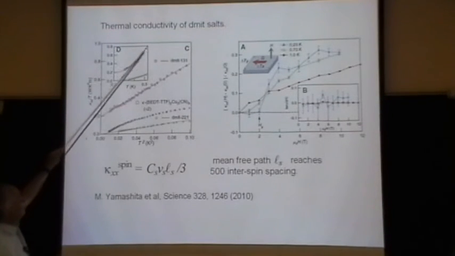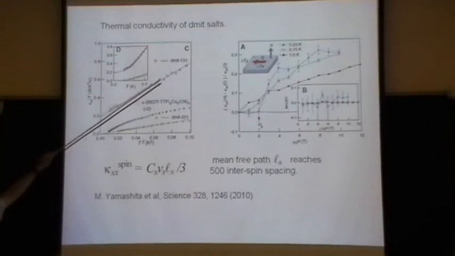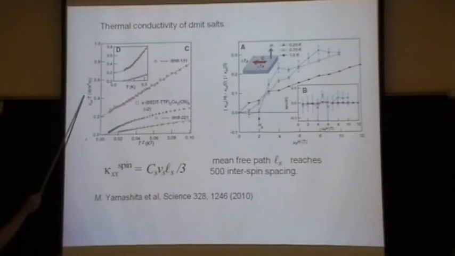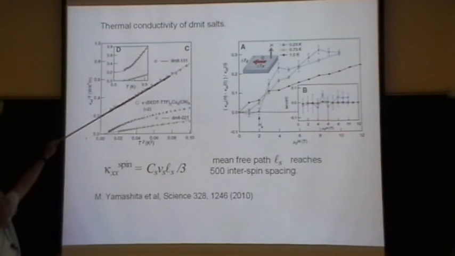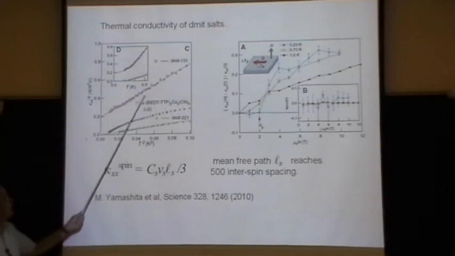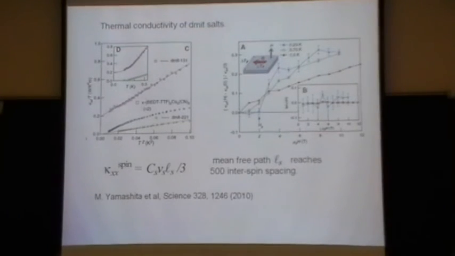Let me first focus on this DMIT material. The conventional plot, again, is kappa over T versus T squared. This is the usual plot you plot for phonons. What is found is that this is linear and extrapolates to a finite value. That means that at low temperature there is indeed thermal transport. Remember the Wiedemann-Franz law, kappa over T is like a conductivity. So here we should think of kappa over T as a measure of the spin conductivity. So this is evidence that the spin conductivity is in fact finite.